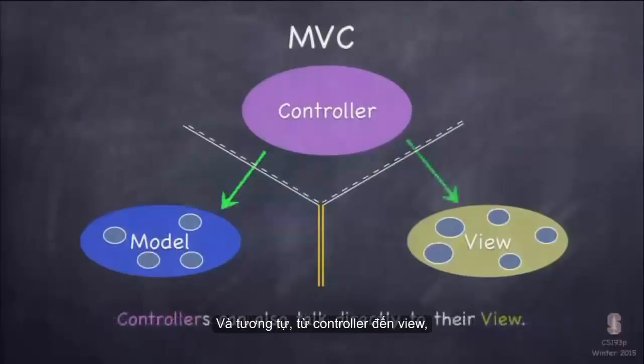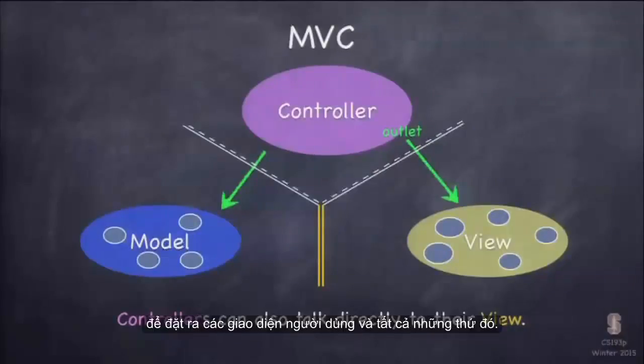And similarly, from the controller to the view is also unlimited communication, because the controller is responsible for using its own minions. The view is the controller's minions to lay out the user interface and all that stuff. So the controller can do anything it wants. I put that little green word outlet up there because when we have a property of a controller that points into the view, we call it an outlet. Okay, and you're going to see that in the demo on Wednesday. I'm going to say, oh, let's create an outlet from our controller to our view so our controller can talk to its view. All right?